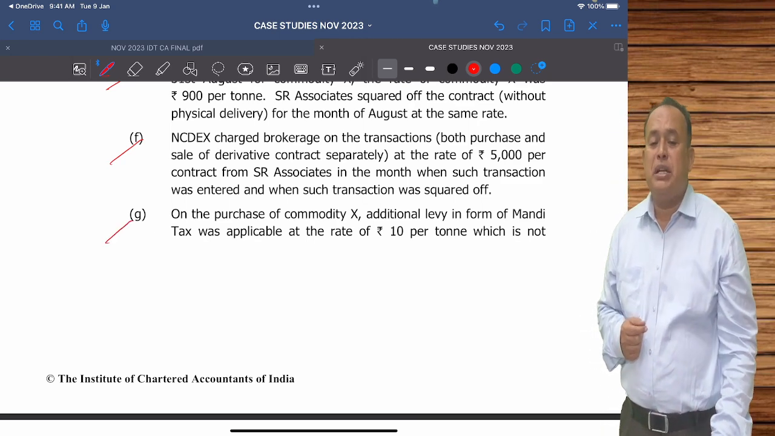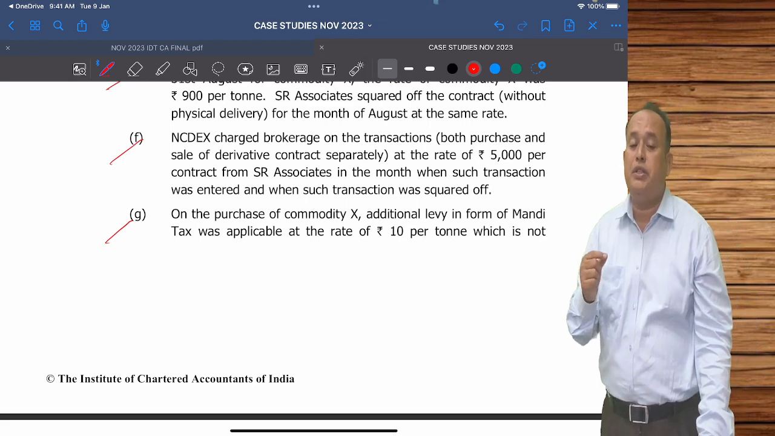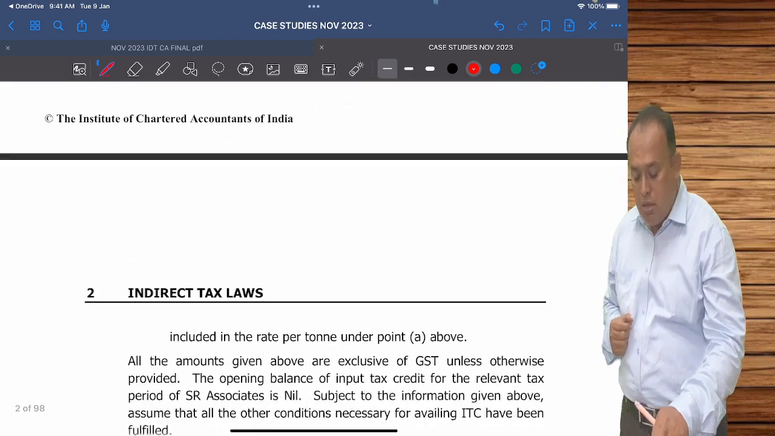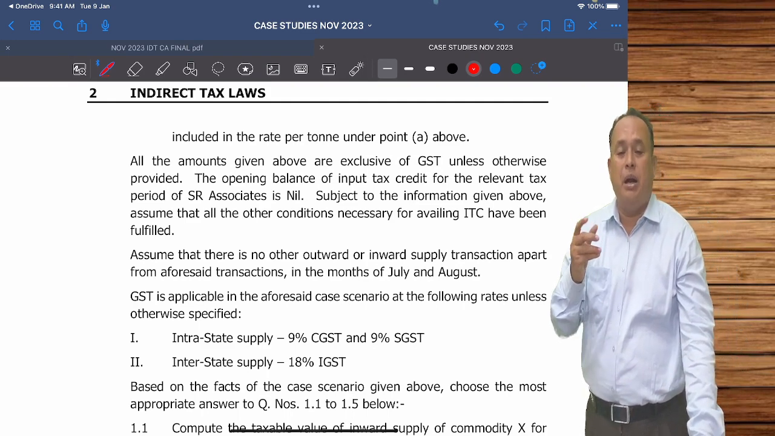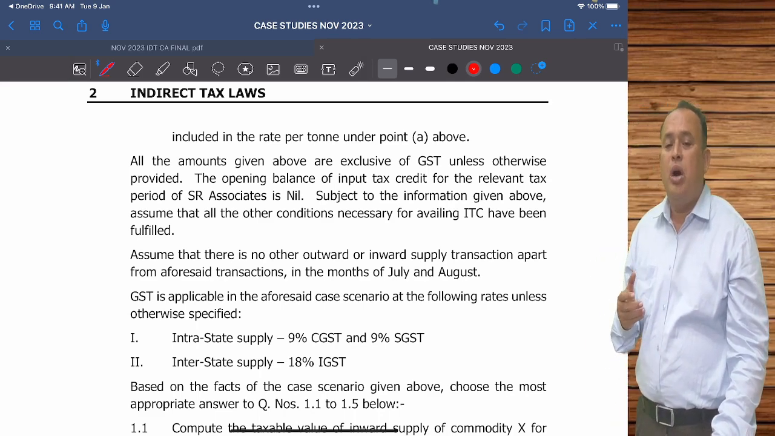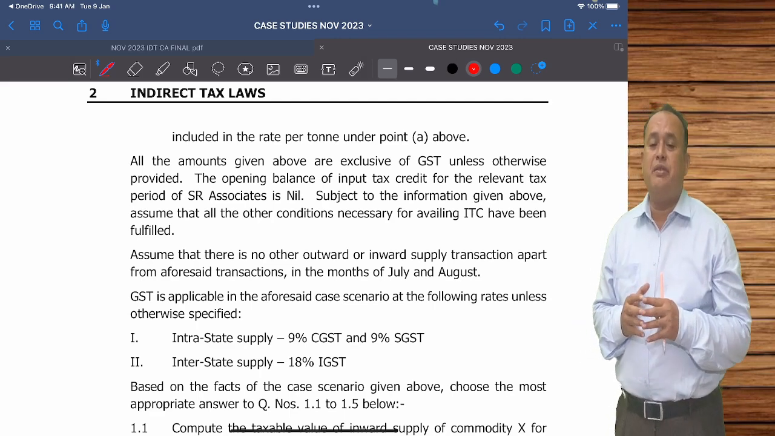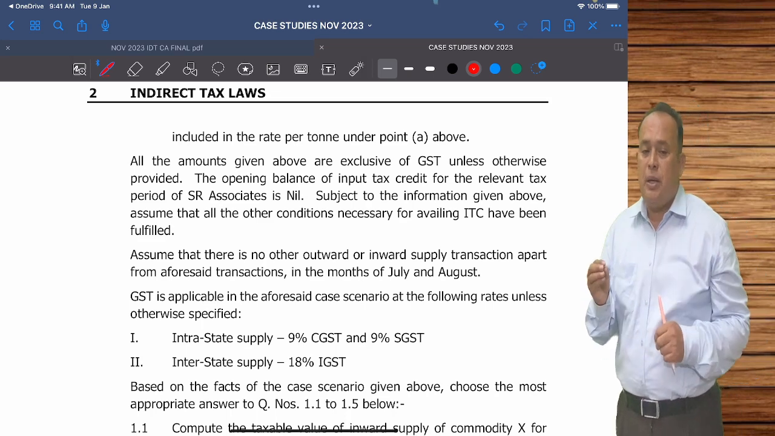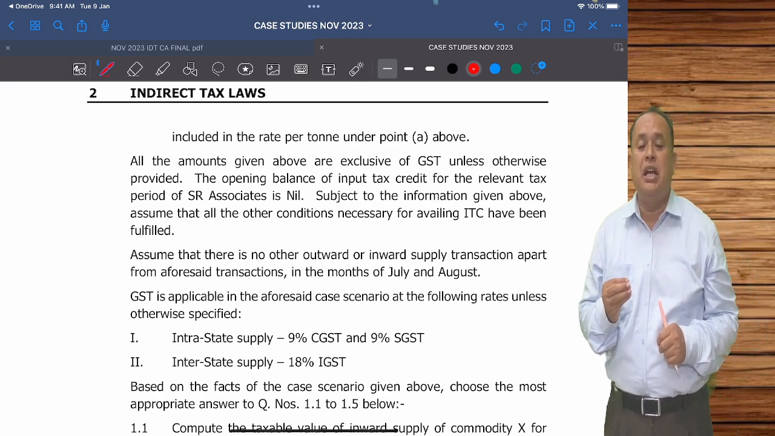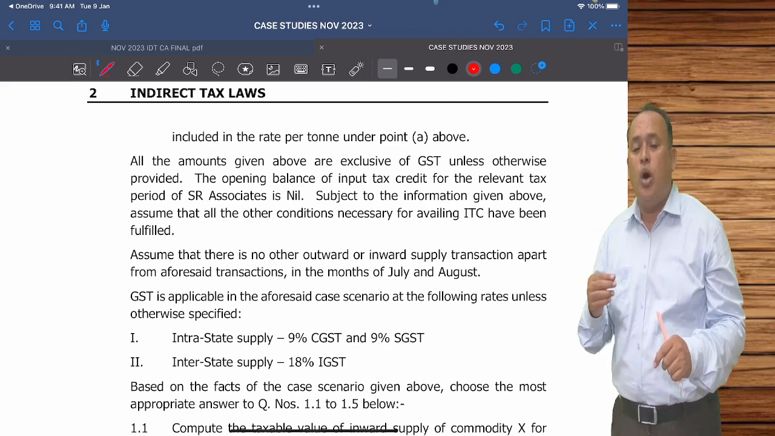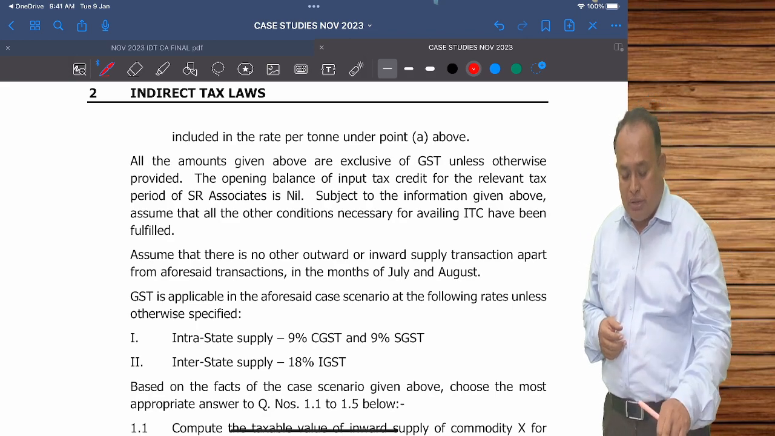Next point, on the purchase of commodity X, an additional levy in the form of mandi tax was applicable at the rate of 10 rupees per ton, which is not included in the rate per ton under point number A above. All the amounts given above are exclusive of GST unless otherwise provided. The opening balance of the input tax credit for the relevant tax period of SR Associates is nil. Subject to the information given above, assume that all the other conditions necessary for availing the input tax credit have been fulfilled. Assume that there is no other outward or inward supply transaction apart from the aforesaid transactions in the months of July and August.